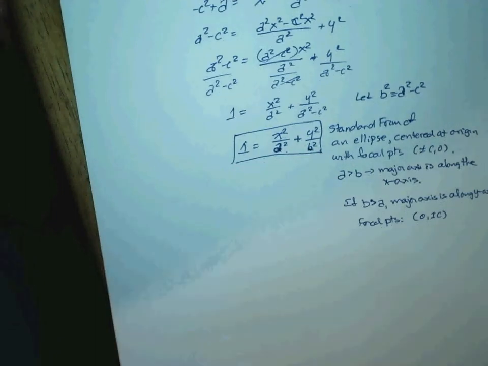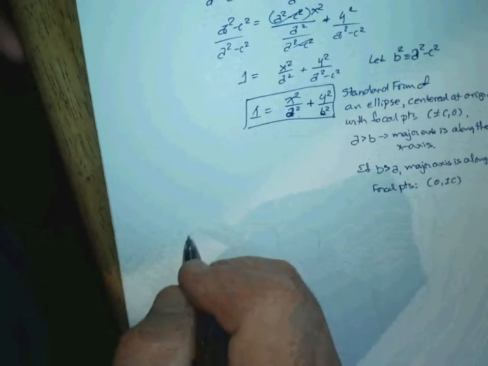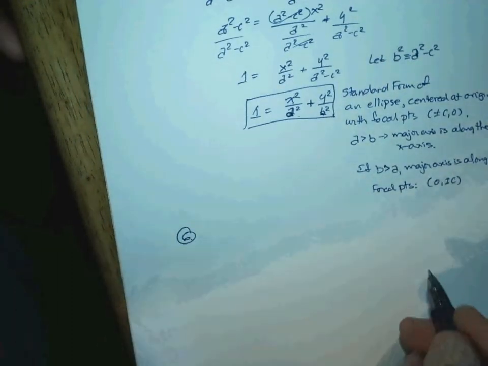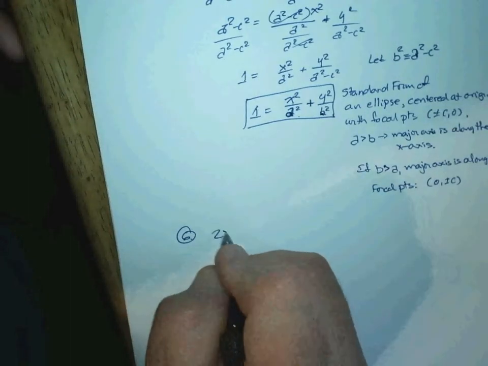All right, let's try some of these exercises from the author's exercise set here. Starting with problem number 6, the author asks you to determine whether this is an ellipse or not.